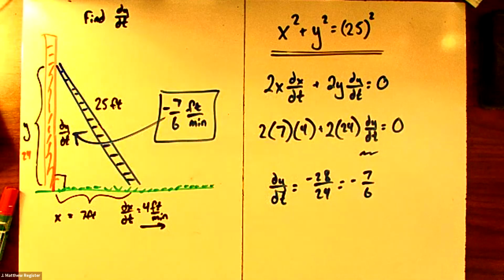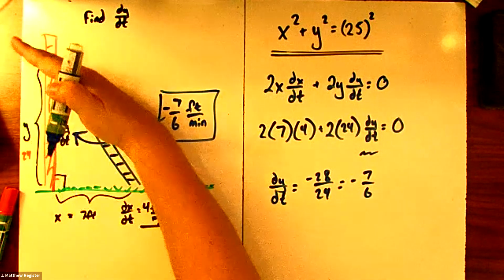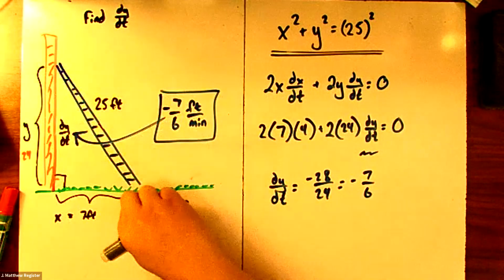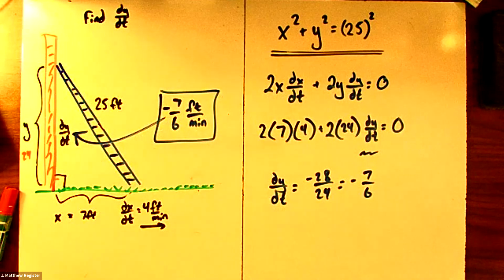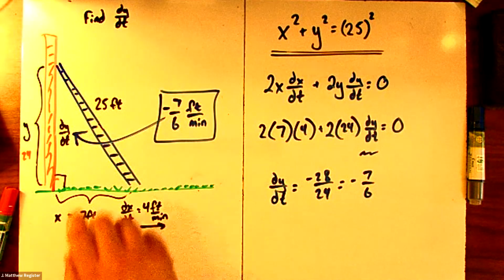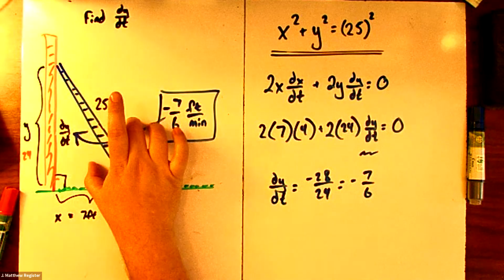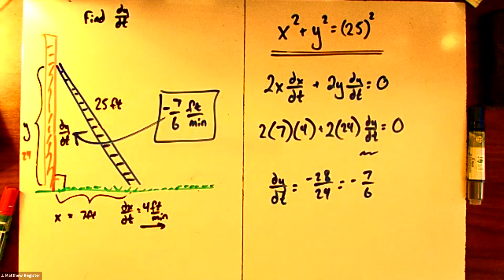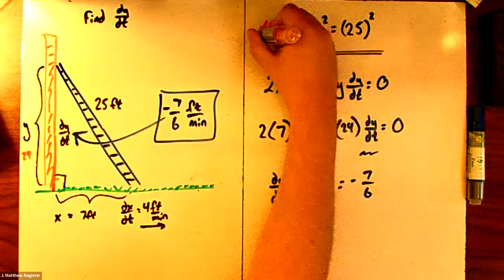That is the rate of change at which the ladder is descending the wall as it's going out at a rate of 4 feet per minute at 7 feet. And so that's what a related rates problem looks like. Notice we started by just getting all of our information together. Once we had all of our information, we then tried to create an equation. And that's what this equation was.